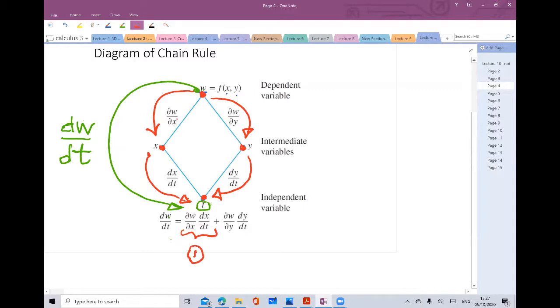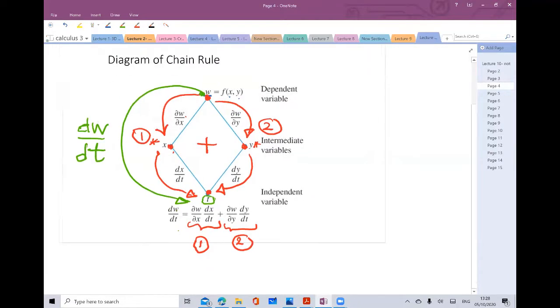On the left, partial w partial x times dx by dt. This is the first branch, and the second branch is partial w partial y times dy by dt. So what do I do with both branches? Actually, I add them up. If I'm on the same branch, I do the product of the terms or derivatives. If I change from branch to branch, I do addition. Okay, so this is the rule for the chain rule. Why am I concerned about the tree diagram?